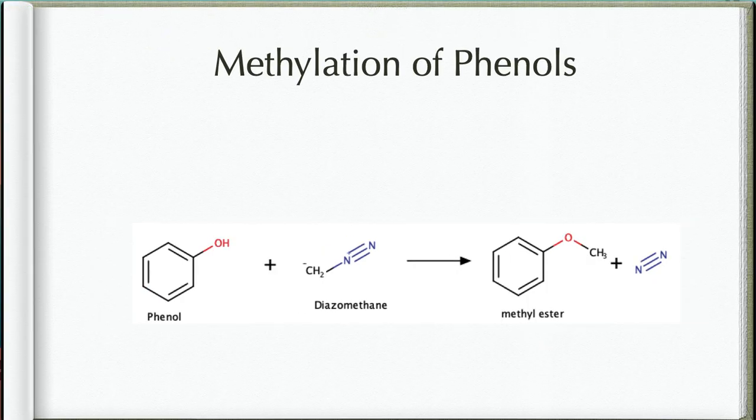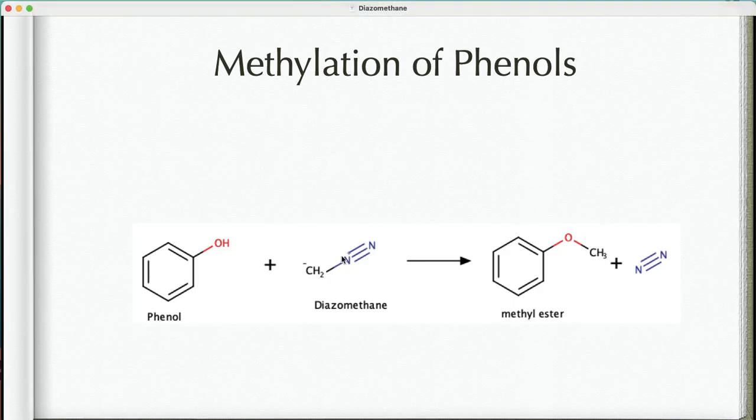Third is the methylation of phenols. Phenol, that is C6H5OH, on treatment with diazomethane, CH2N2, forms the methyl ether by loss of a nitrogen molecule. Hydrogens come here, and it forms C6H5OCH3, the methyl ether.